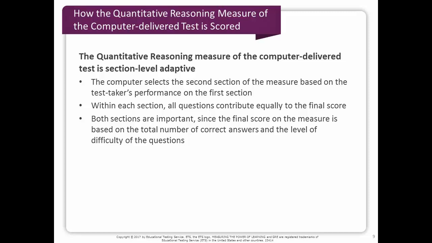The quantitative reasoning measure of the computer-delivered test is section-level adaptive as well. If you perform better on the first section, you will experience more challenging questions in the second section. Within each section, all questions contribute equally to the final score. Both sections are important since the final score is based on the total number of correct answers and the level of the difficulty of questions.